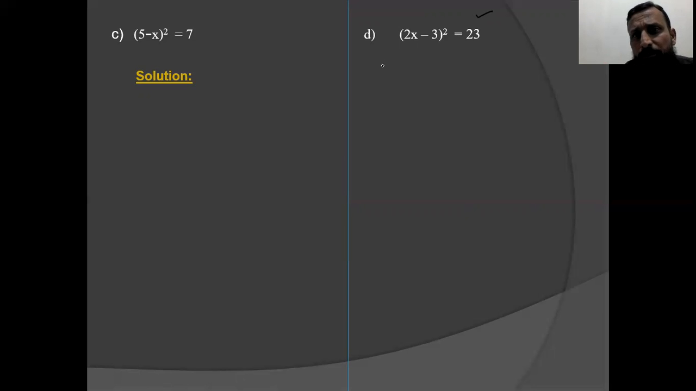So taking square roots, that's the name of the method. Take square roots of both sides. So 2x minus 3 the whole square equals 23. What am I doing? I'm taking square roots of both the sides. This side and this side.